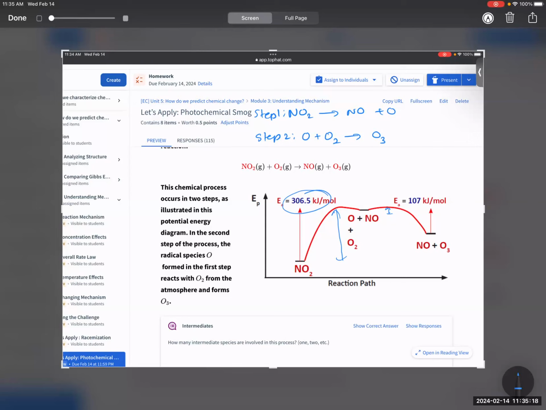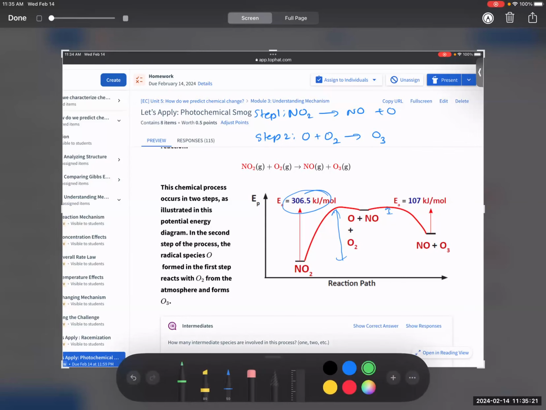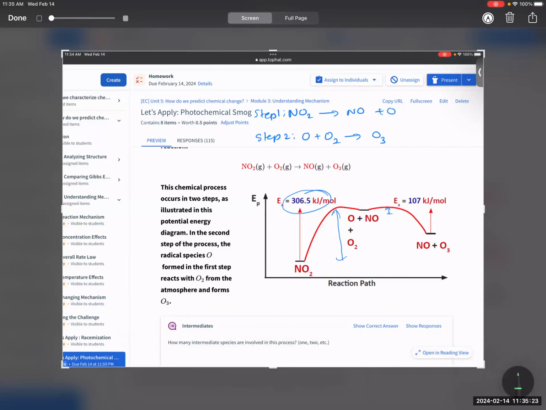Therefore, we can write the rate law for the first step, which is great because there are no intermediates, because on the reactant side of the first step, there cannot be intermediates. So we can write the rate law. Rate is equal to the rate constant, the rate constant for the first step, times NO2 to the power of 1, because the coefficient here is 1.